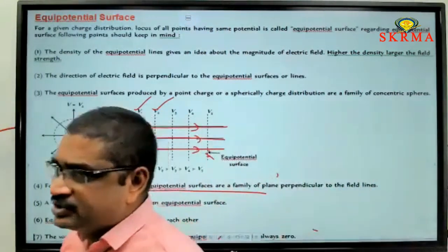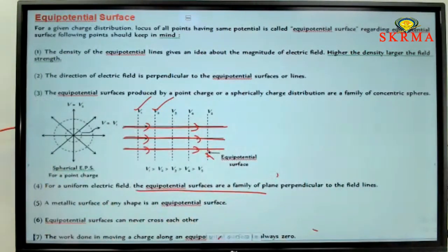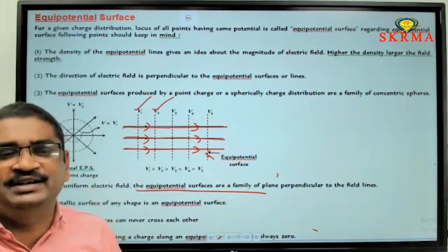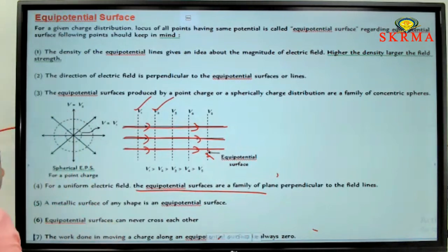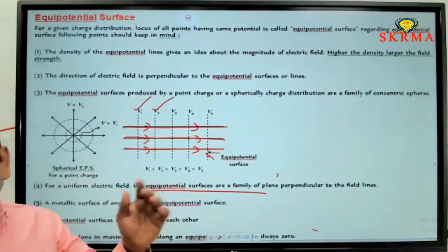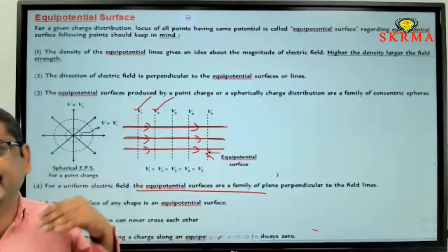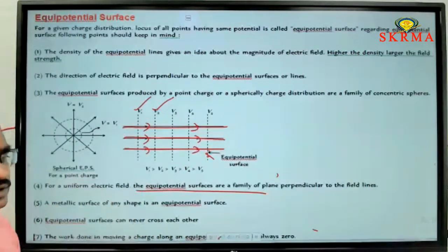Is this clear? They may ask about the shape. What is the shape of the equipotential surface of a point charge? Spherical in nature. For a uniform electric field, it may be a plane like this board. That is the shape.